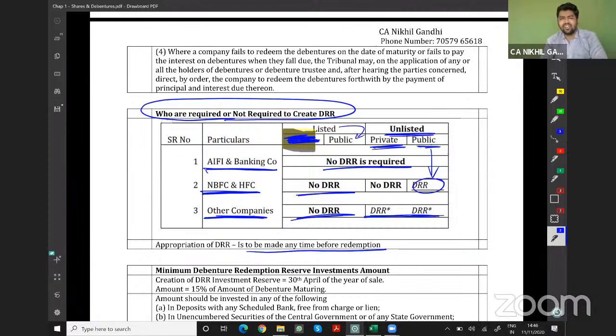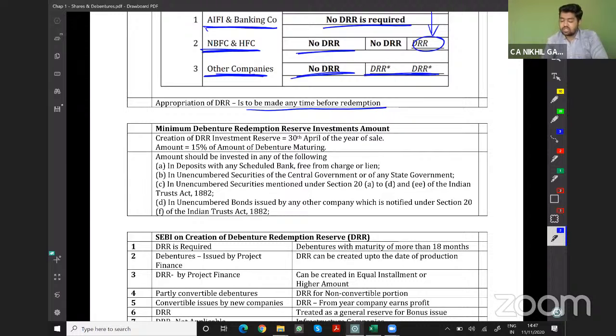You have to pass a single entry: general reserve account debit to DRR account. You create the DRR account, and after repayment you pass the reverse entry: DRR account debit to general reserve account. For the minimum debenture redemption reserve investment, the date is 30th of April of the year of maturity, and the amount is 15% of the debentures maturing. These are the two things to remember, date and amount, since this can be an MCQ question.